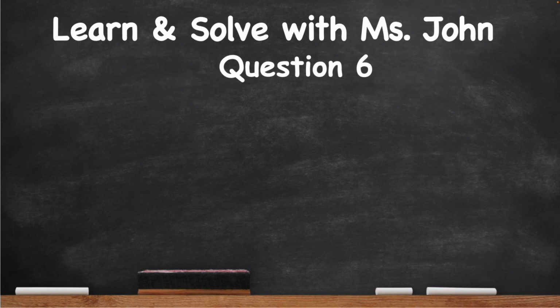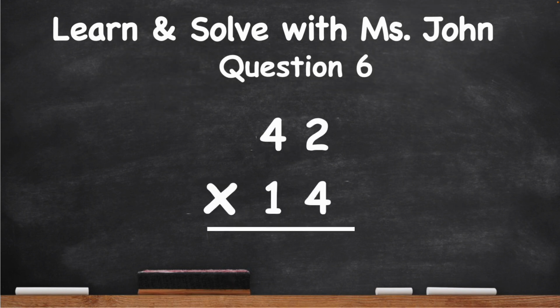Question number 6, 42 multiplied by 14. What we're going to do is focus on the 4 first, and we're going to multiply the 4 by the top 2 numbers. So we're going to do 4 times 2, then we're going to do 4 times 4. Then we're going to focus on the 1. Then we're going to do 1 multiplied by the top 2 numbers. So 1 times 2 and 1 times 4.